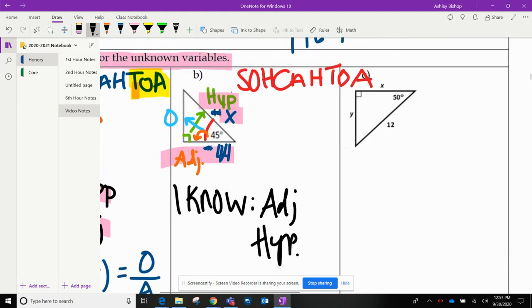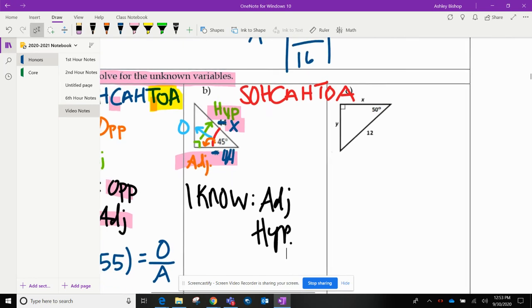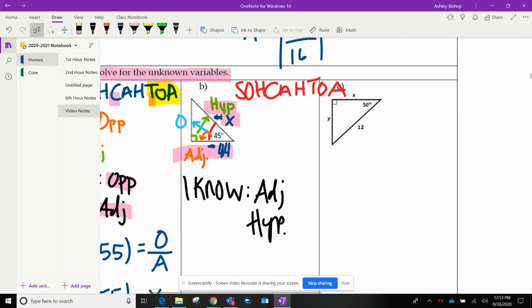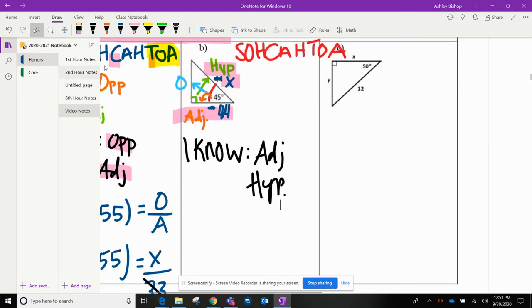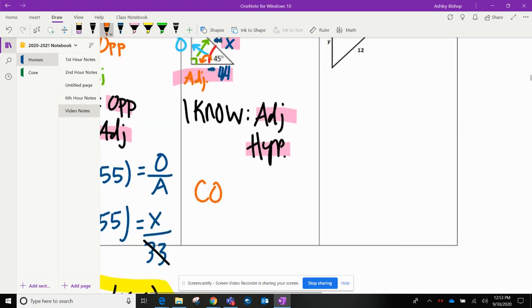So now I'm going to look at SOHCAHTOA to see which one, sine, cosine, or tangent, uses adjacent over hypotenuse, or adjacent and hypotenuse. So SOHCAHTOA, I'm looking for adjacent and hypotenuse together. Oh, look, CAH, where the C stands for cosine. So the cosine, and remember, in parentheses goes your angle. The cosine of my angle, 45, is equal to adjacent over hypotenuse. And I do know what those sides are.